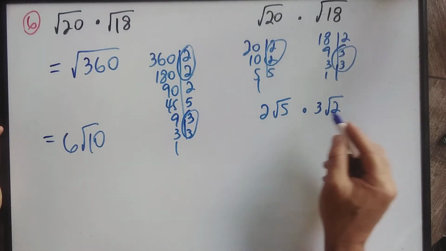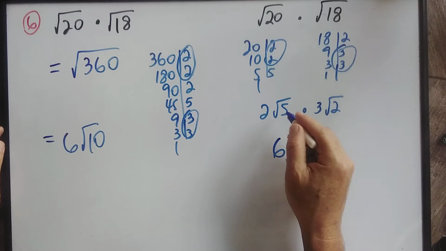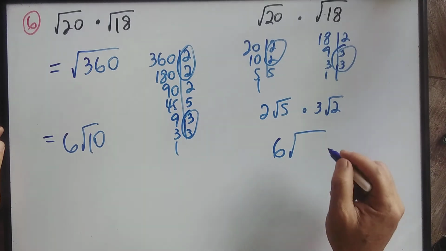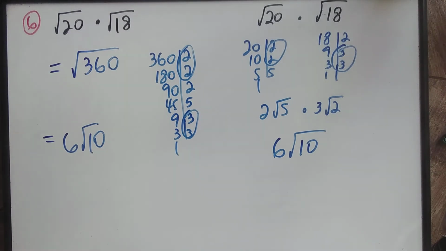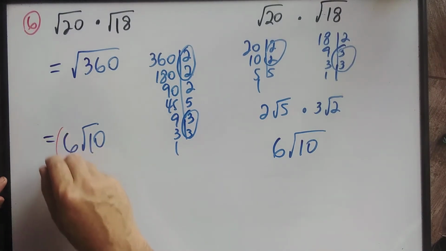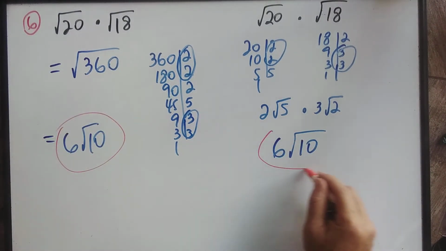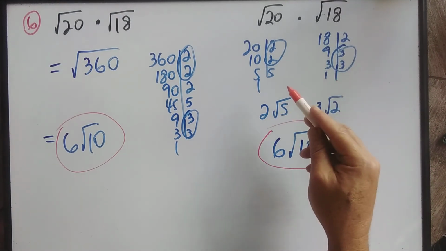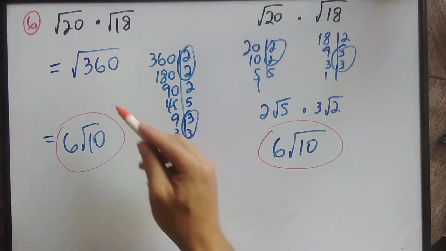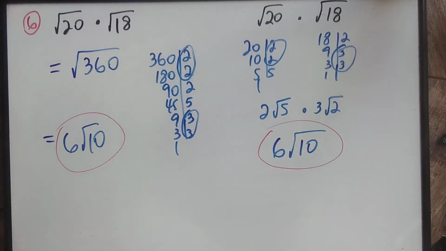Multiply the outside numbers. 2 times 3 is 6. And then radical 5 times 2 is 10. 6 radical 10. Notice how we get the same exact answer. You could do it either way. Some people prefer to do it this way, so you don't deal with numbers that big, like 360 or even bigger. But you could do it either way.